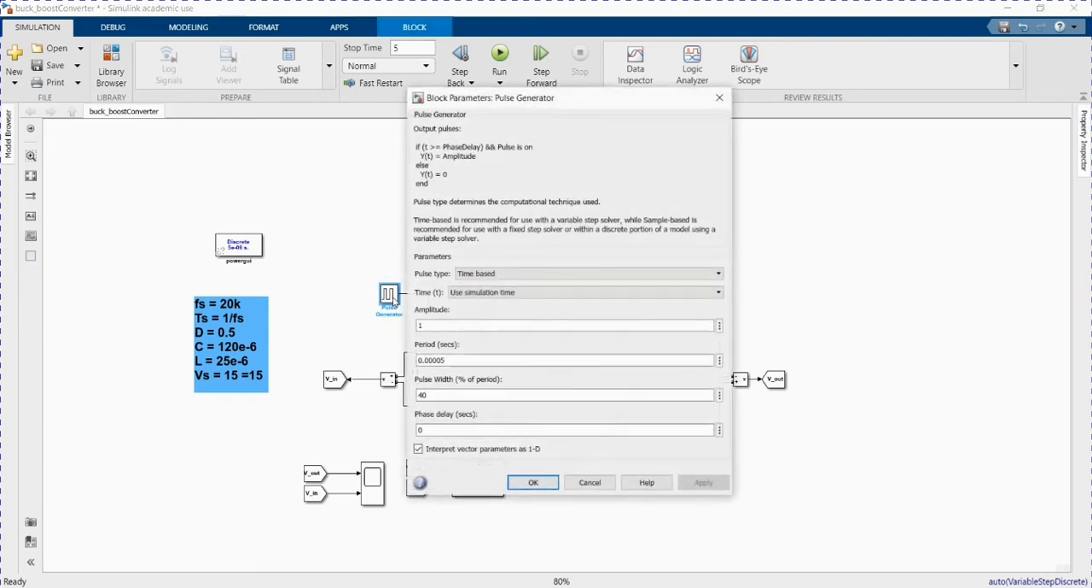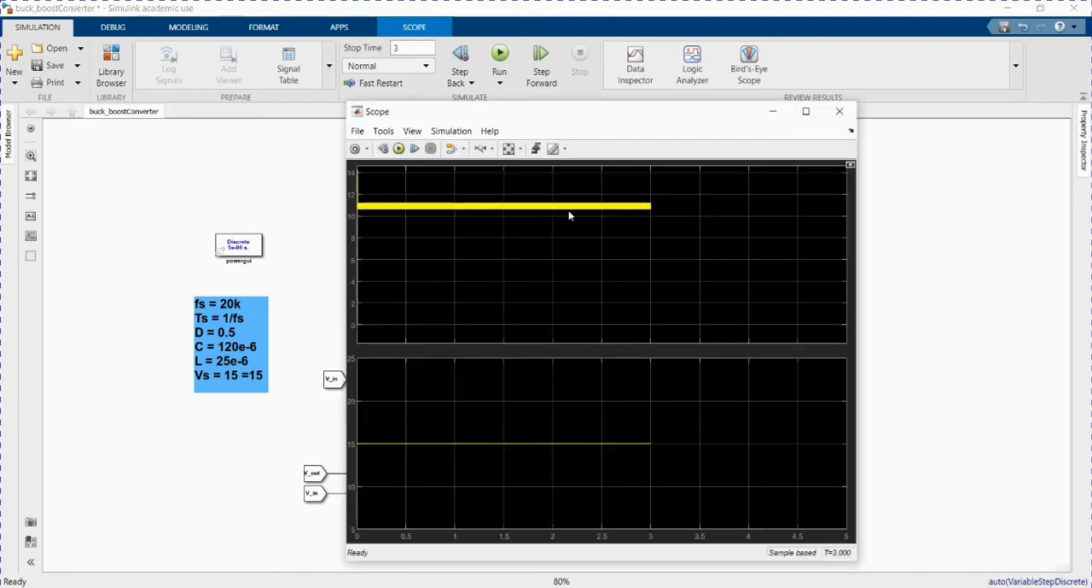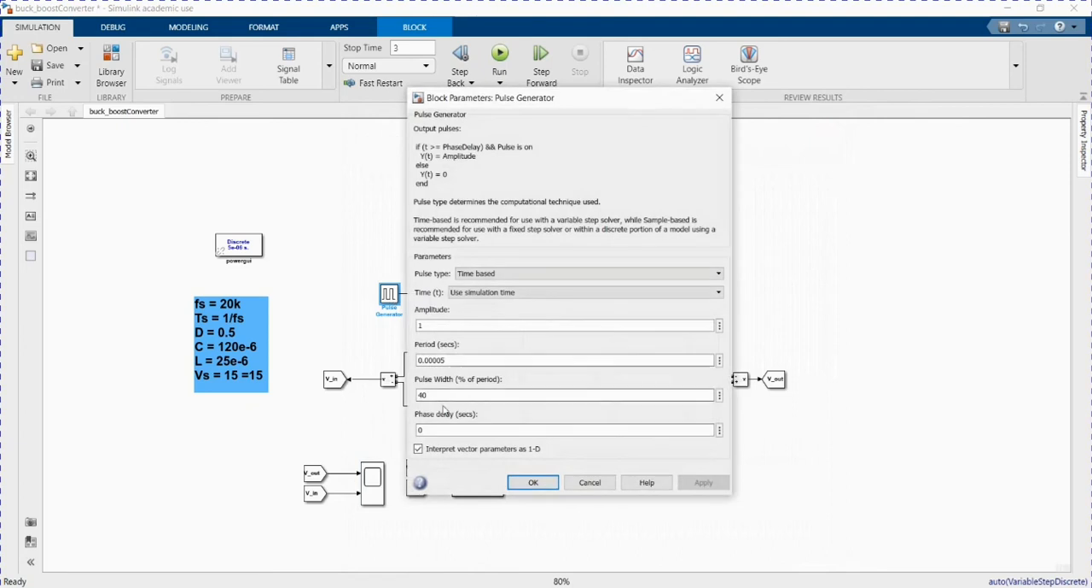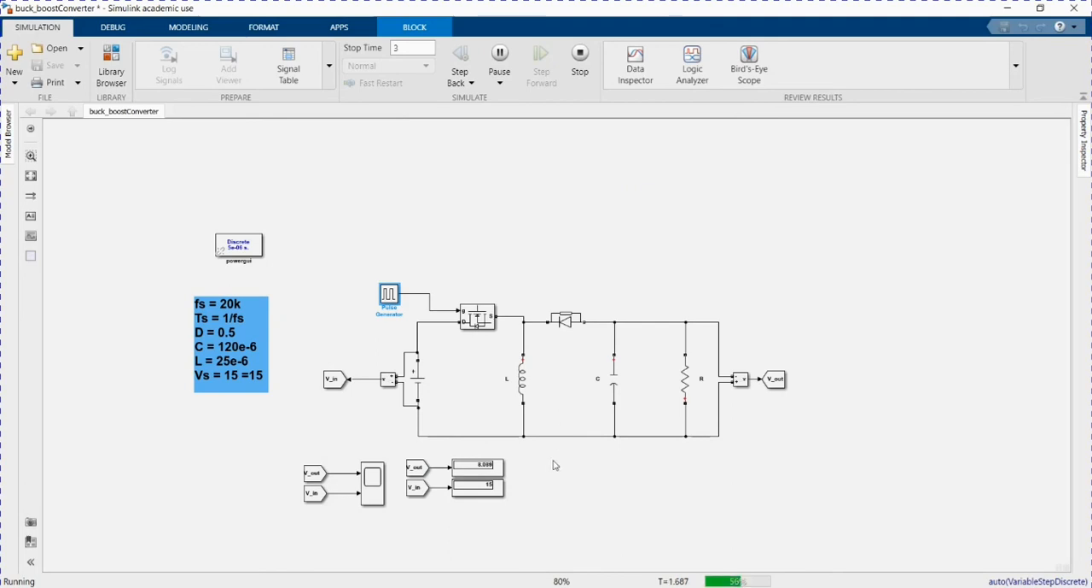Currently, the duty cycle is 40, which means we operate under buck mode, means the output voltage is less than input voltage. Let's run. Let me just change it. We have input voltage as 15 and output voltage as 11.08. And if you want to have a smaller output voltage, you can reduce the duty cycle. See, now it's 8.